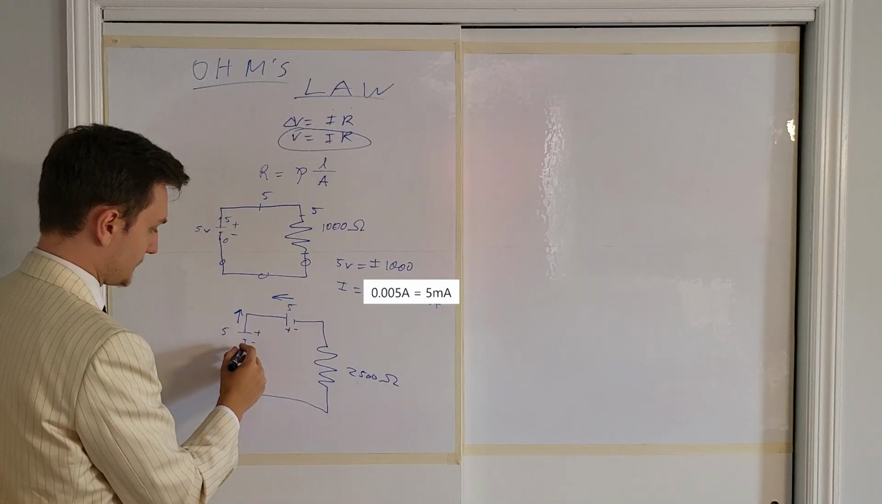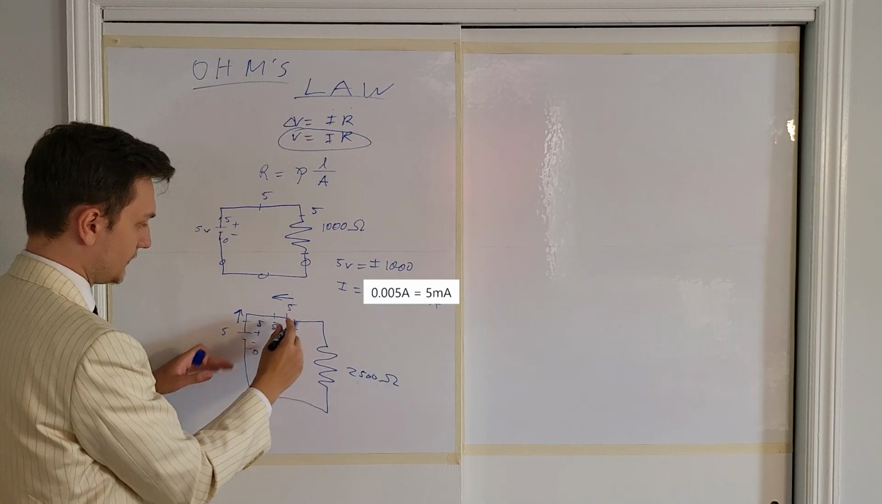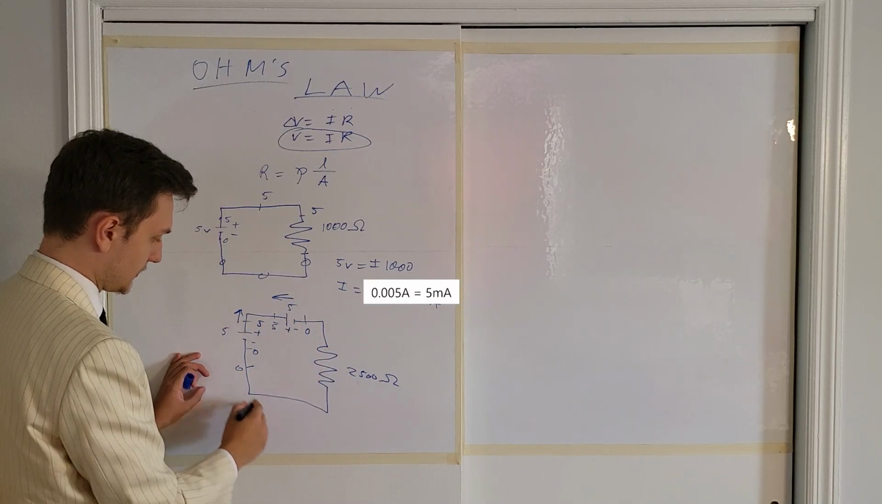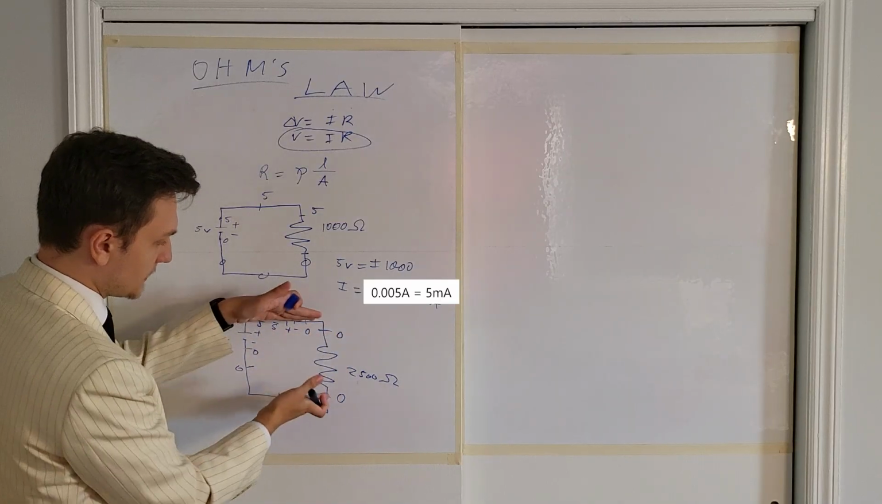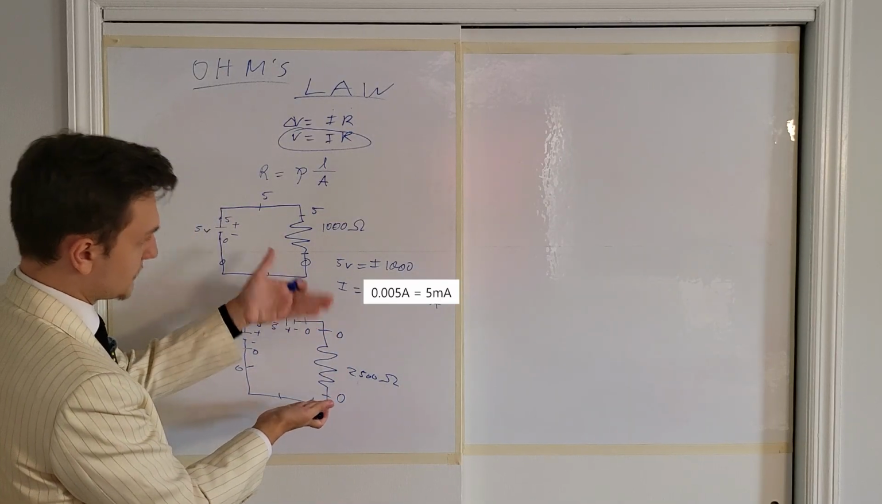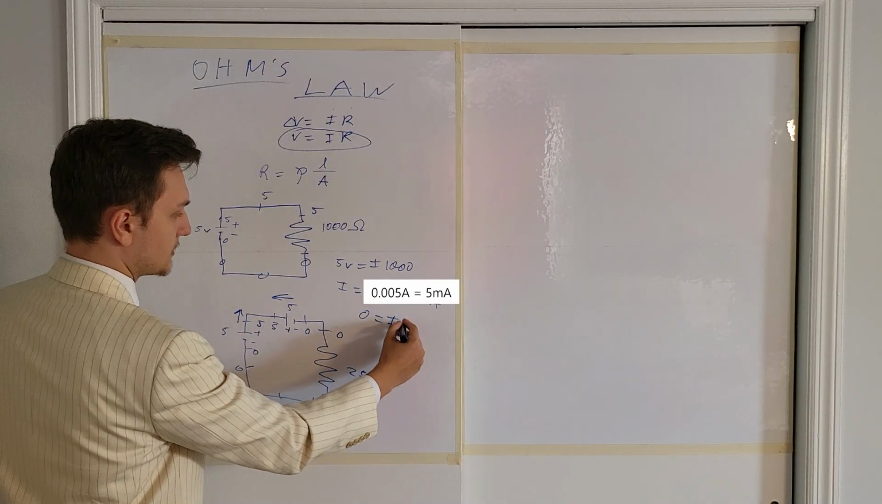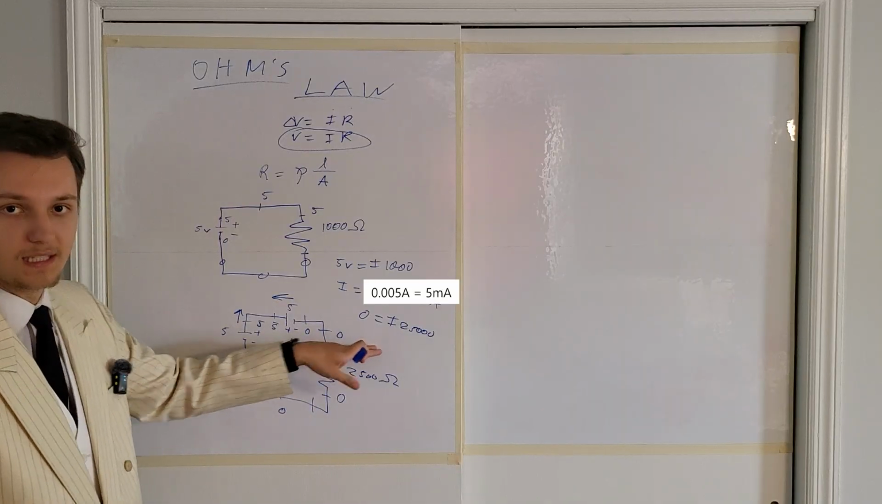So if my potential here is 0, I jump up by 5 here, I got 5 here, and now I need to jump down by 5, 0. Which means if I follow this all the way around, I got 0 here, 0 here, 0 here, 0 here. The potential difference across my resistor is 0. So I get 0 equals I times 2,500. And so the current flowing through my resistor has to be 0.